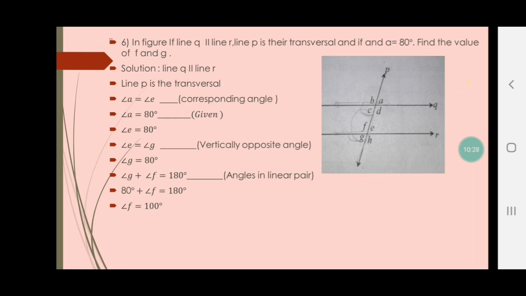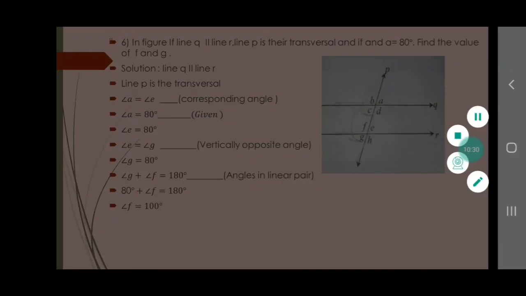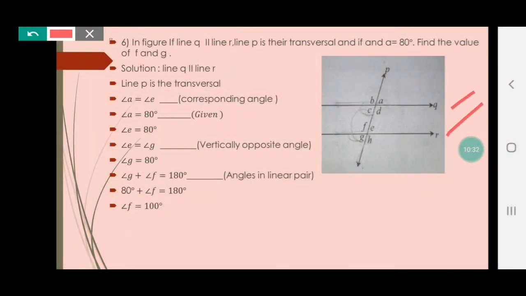Now Q is parallel to R. Q is parallel to R and P is the transversal, right? So angle A is equal to angle E. So angle A equal to angle E, but the measure of angle A is 80 degrees. So what will be the measure of angle E? It will be equal to 80 degrees. By which test are they congruent? By corresponding angles they are congruent, right?